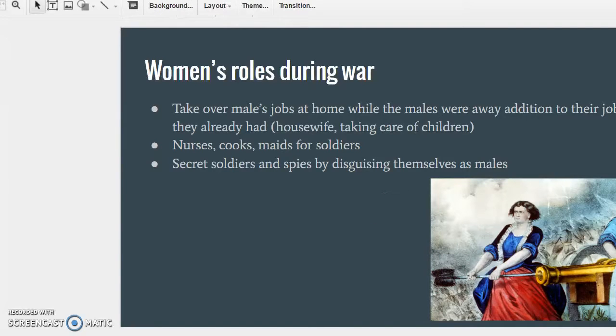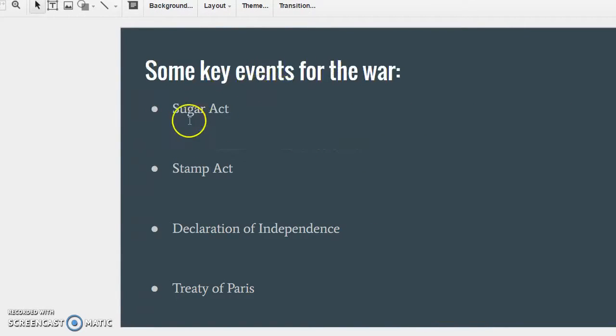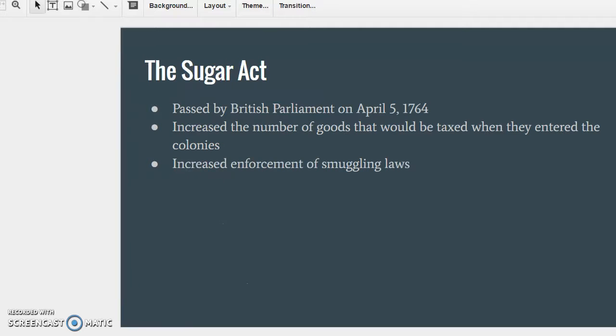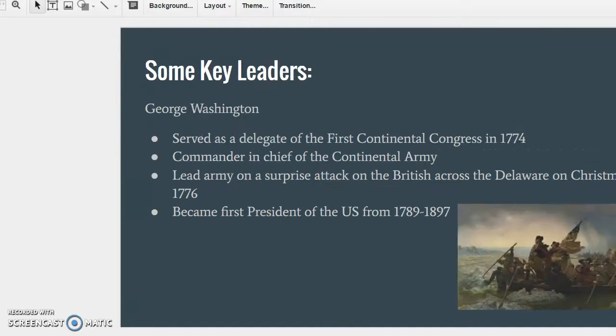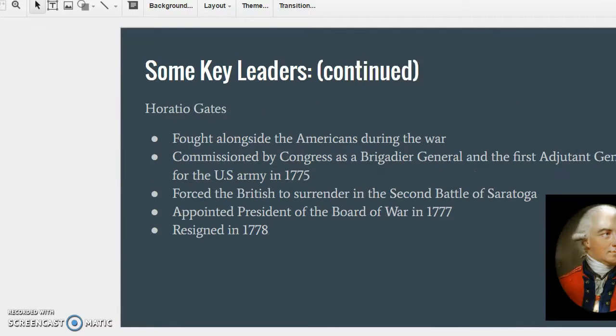that you sent us, that you wanted us to cover, which would be the things leading up to some key events before the war: the Sugar Act, the Stamp Act, the Declaration of Independence, and the Treaty of Paris. And it goes through each slide, breaking down each one independently.